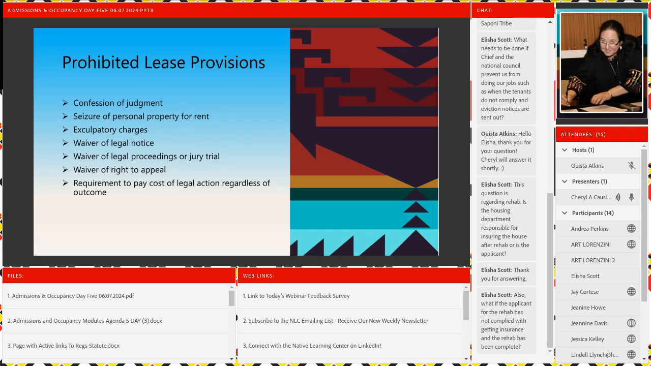There are prohibited lease provisions: confessions of judgment, seizure of personal property for rent, exculpatory charges, waiver of legal notice. You can't put any of that in the lease. Waiver of legal proceedings or jury trial, waiver of right of appeal, requirement to pay cost of legal actions regardless of outcome. Okay, that's an area where you see slippage. You can't be charging your tenants for court charges unless they lose the case.